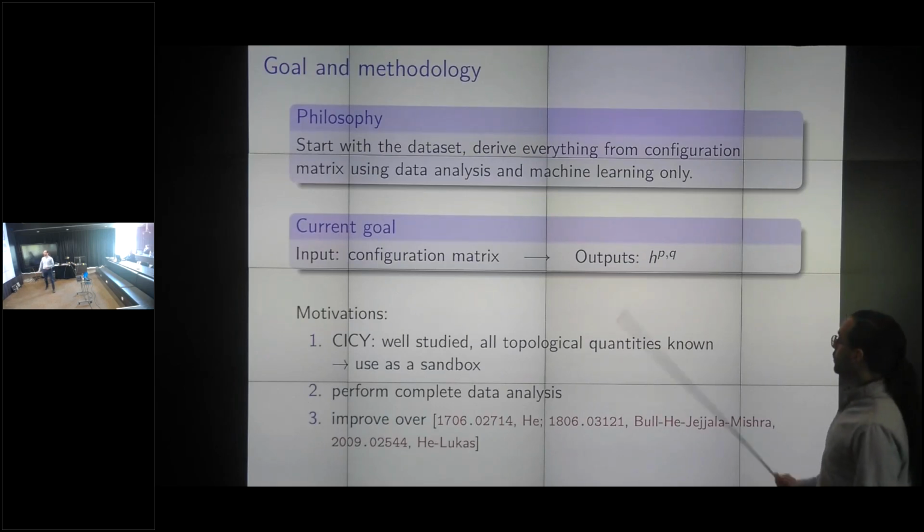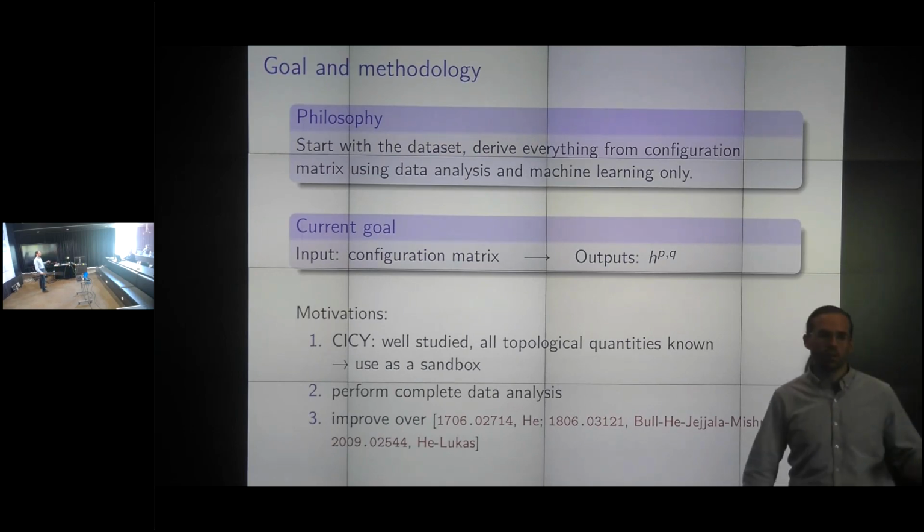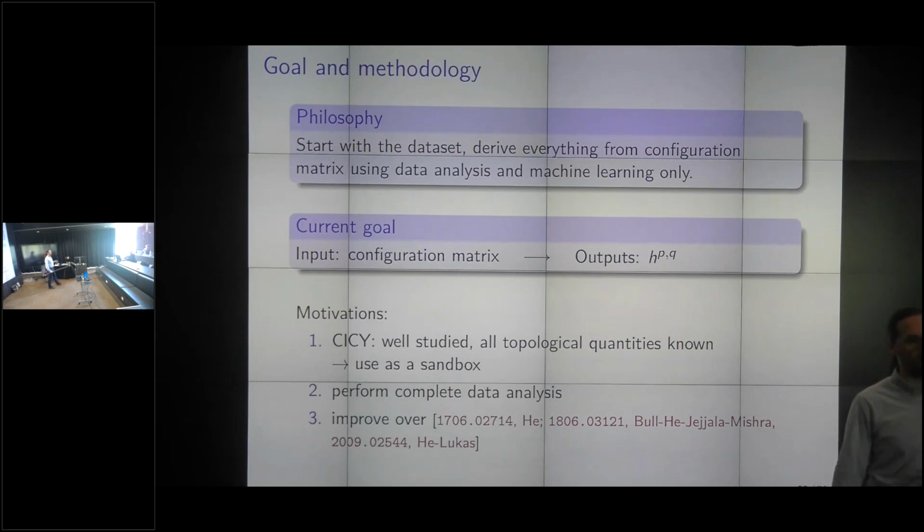Okay, so the philosophy is to start with a data set and derive everything from the configuration matrix without using any insight from math. There were a few papers where they didn't derive everything with machine learning because they said, oh yeah, we know there is this simple relation in mathematics, but here I wanted to take this perspective. You get some geometries for which you don't know the theory and you still want to try to understand the formulas. So that's how we approach the problem.